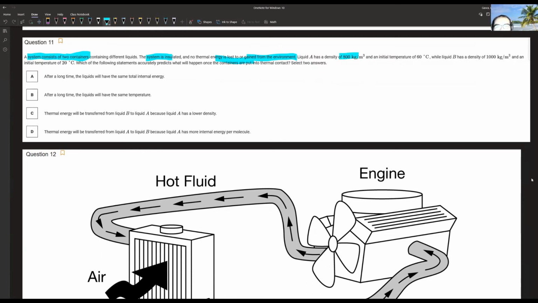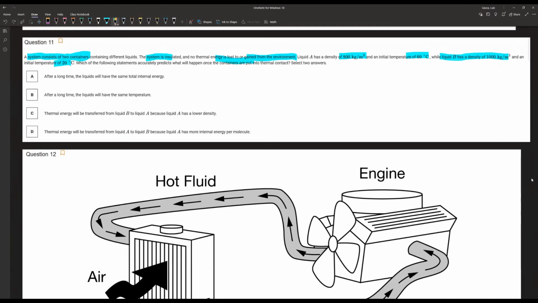Liquid A has a density of 800 kilograms per meter cubed with an initial temperature of 60 degrees Celsius. Liquid B has a density of 1,000 kilograms per meter cubed and has an initial temperature of 20 degrees Celsius. Which of the following statements accurately predicts what will happen once the containers are put into thermal contact? Select two answers. So these guys are actually going to be put into thermal contact with one another.